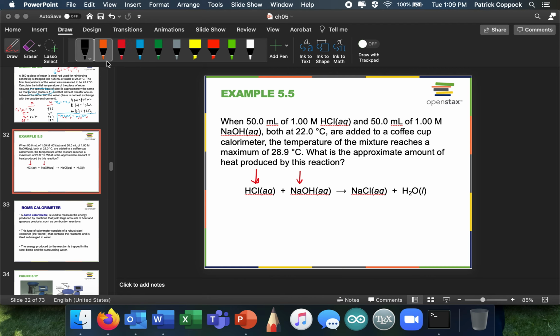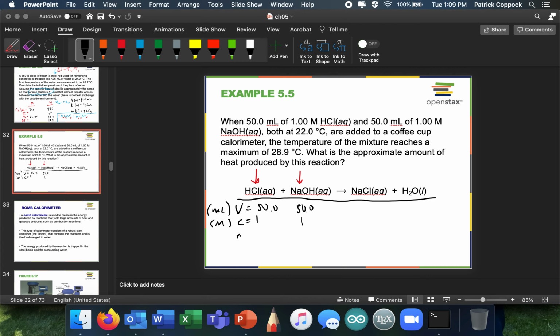So again, before I really even understand the problem, I'm going to lay out a table. Volume in mils equals 50.0 of HCl, and the concentration in molars is 1. And sodium hydroxide looks like that's also 50 mils, and it's 1 molar.